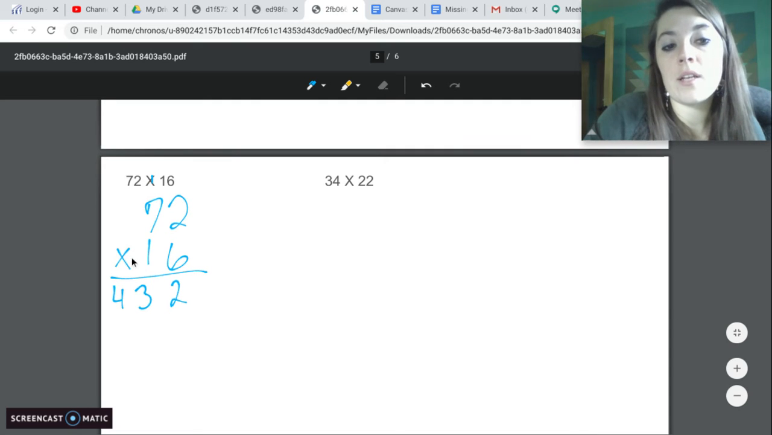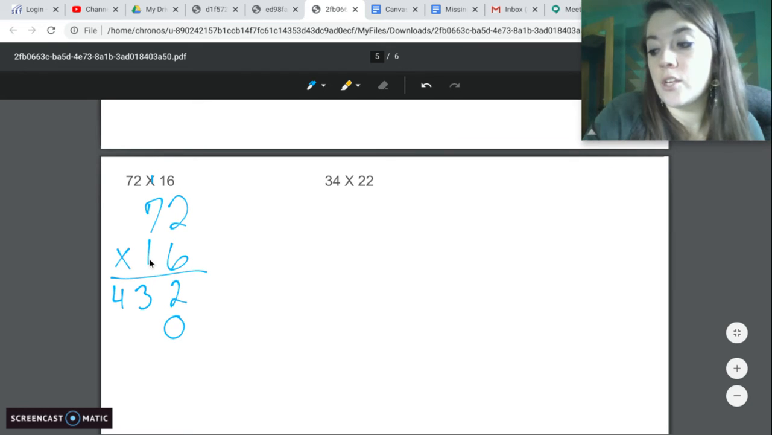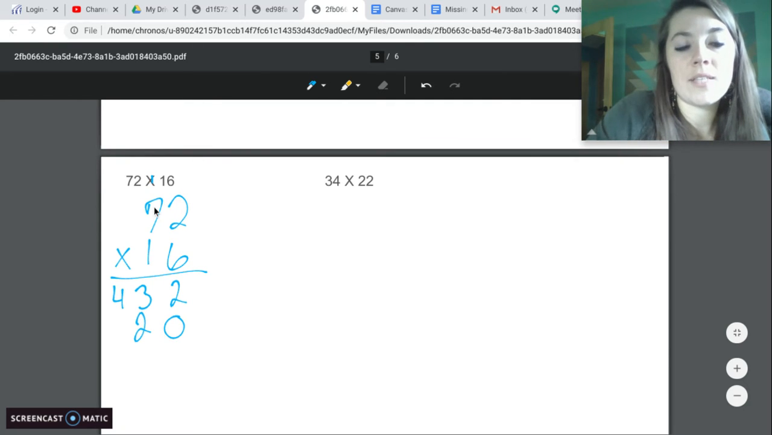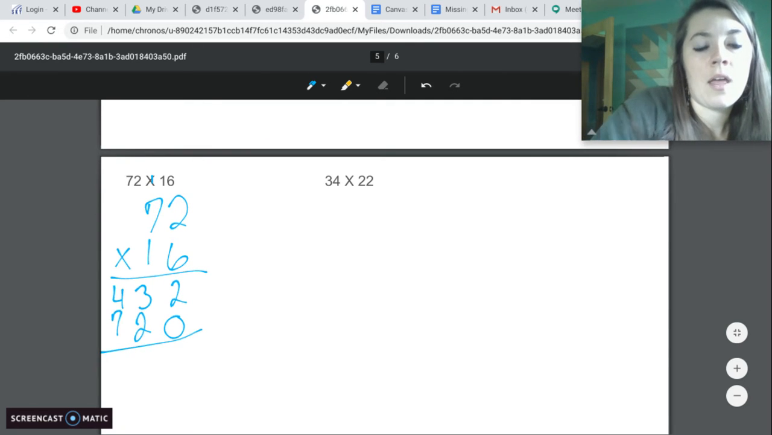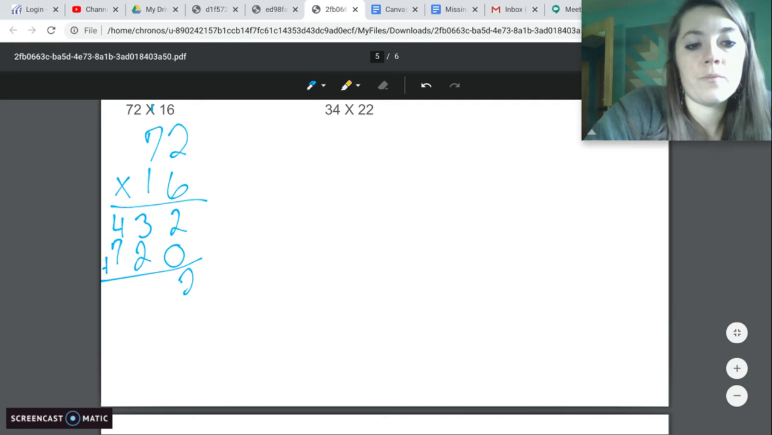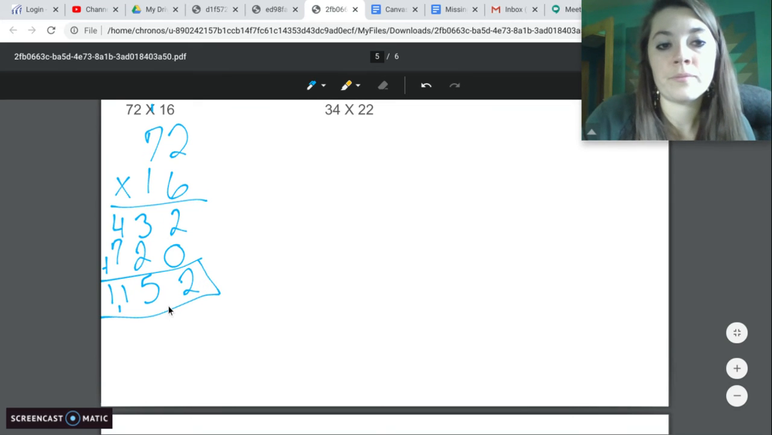Now, we're moving on to the tens. So what we need to do is we're going to put a 0 right here. So we're going to go 0, and then 1 times 2 is 2. 1 times 7 is 7. Then we'll add these together. So now we're adding. So 2 plus 0 is 2. 3 plus 2 is 5. And 4 plus 7 is 11. So we end up with 1,152 for an answer here.